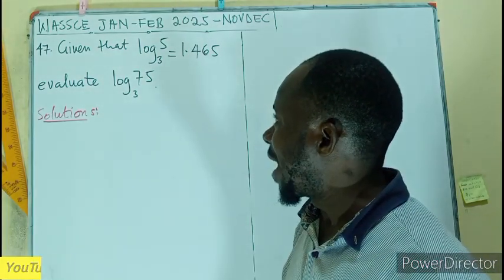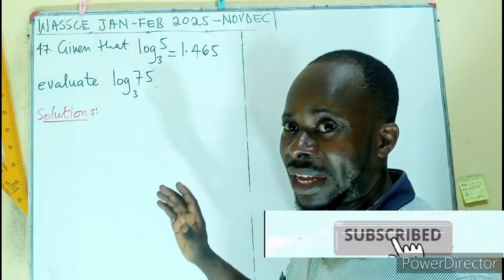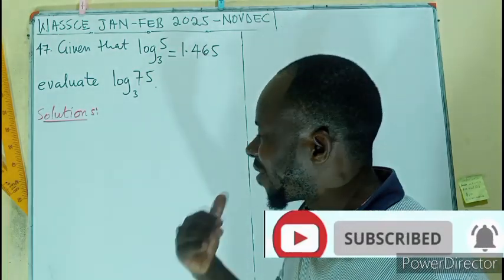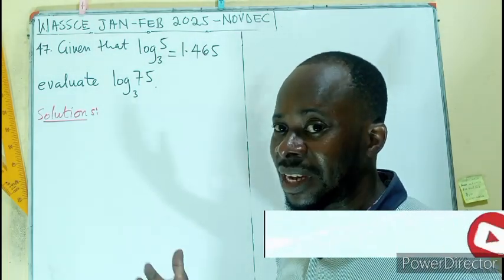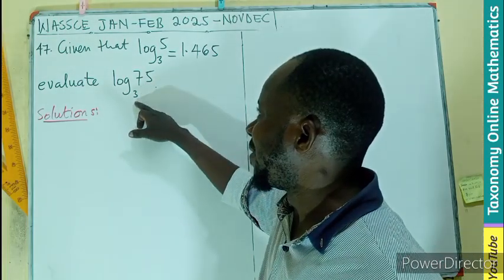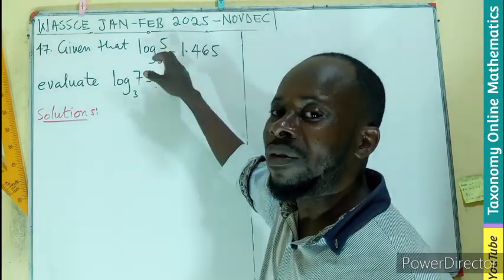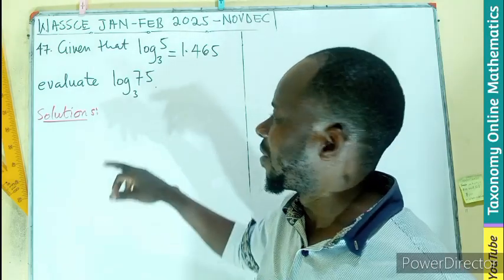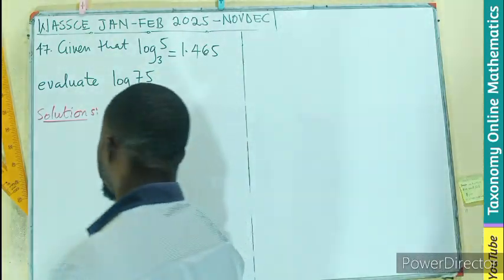Given that log 5 base 3 is 1.465, we have to evaluate log 75 base 3. So basically, we want to rewrite the log of 75 base 3 to have something to do with 5. So let's find out factors of 5 that can be seen in 75.